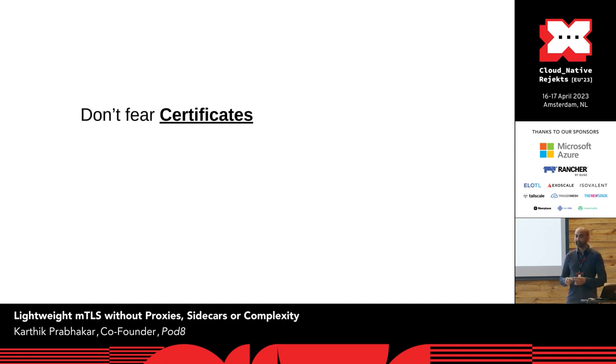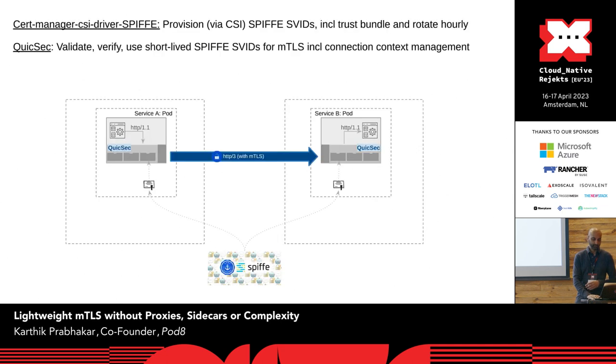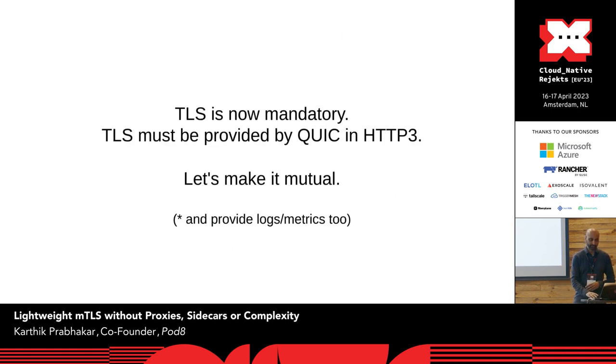Certificates are rotated hourly. The app doesn't have to worry about it. QuickSec takes care of it. Your policies, look, at runtime, you say, do I want mTLS or do I want one-way TLS? That's it. If you don't specify that, it's one-way TLS. And you can specify your authorized workloads. So I have a lightning talk just talking about cert manager. If you're interested, I'll give you a quick update there. Bottom line, TLS is now mandatory. Let's just make it mutual.